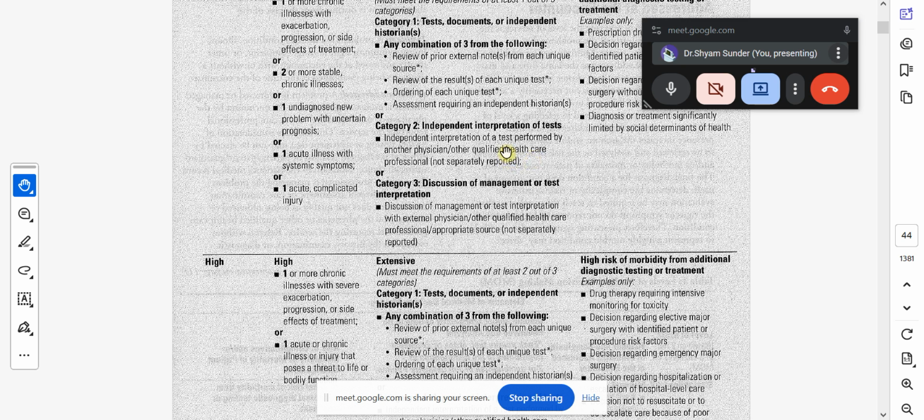The treating doctor reads and interprets the ECG. So it takes some time, right? That is independent interpretation of tests. So the treating doctor gets credit for doing this job.